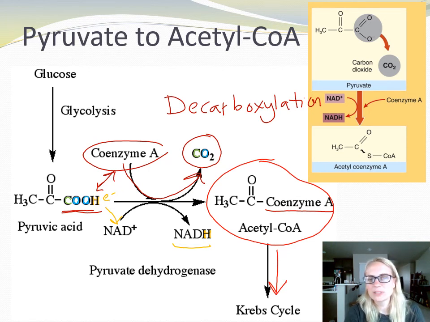All right, so it's kind of like 3 steps in one. We get the coenzyme added, we get the decarboxylation produced, and we get the NADH produced. So kind of like 3 products.